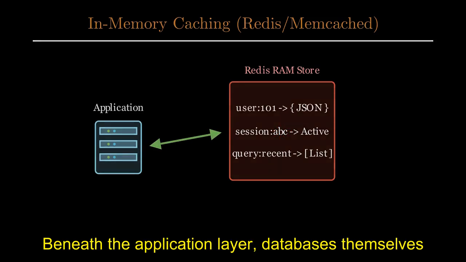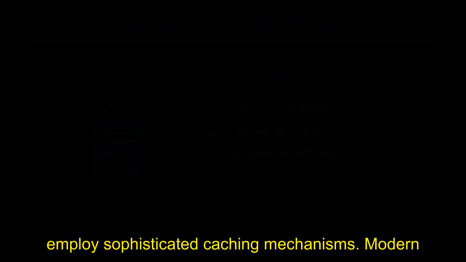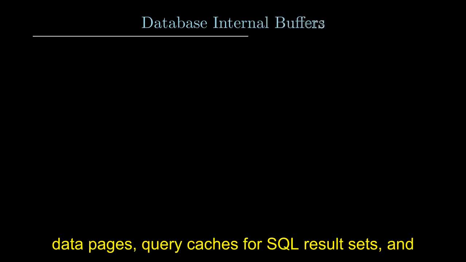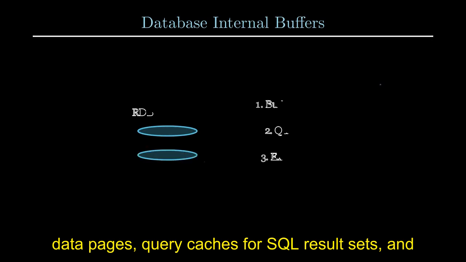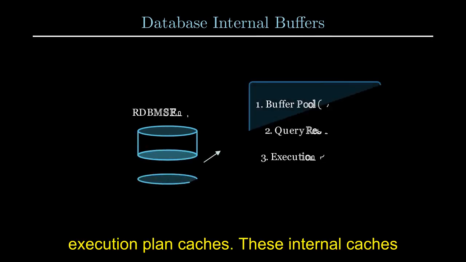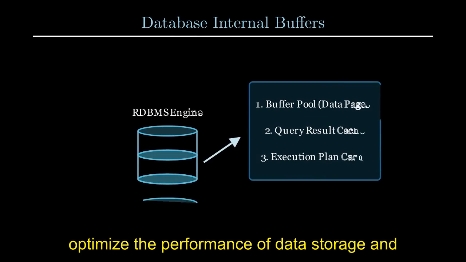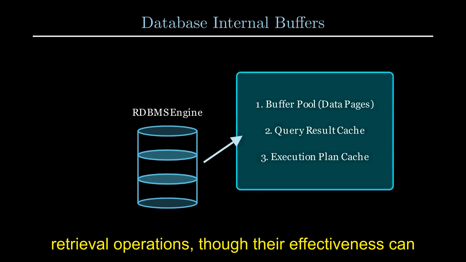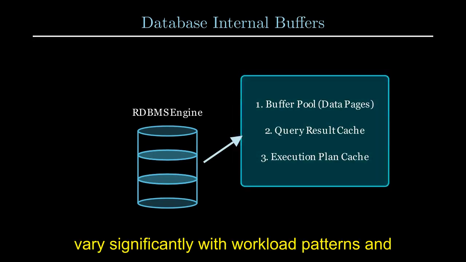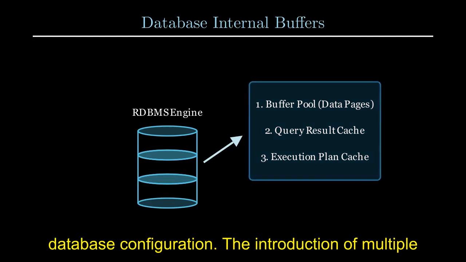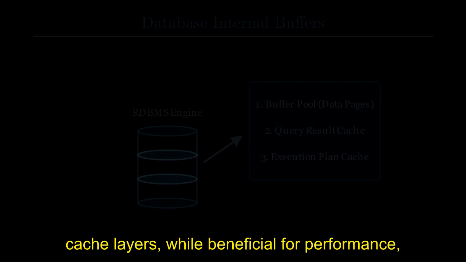Beneath the application layer, databases themselves employ sophisticated caching mechanisms. Modern relational databases often include buffer pools for data pages, query caches for SQL result sets, and execution plan caches. These internal caches optimize the performance of data storage and retrieval operations, though their effectiveness can vary significantly with workload patterns and database configuration.